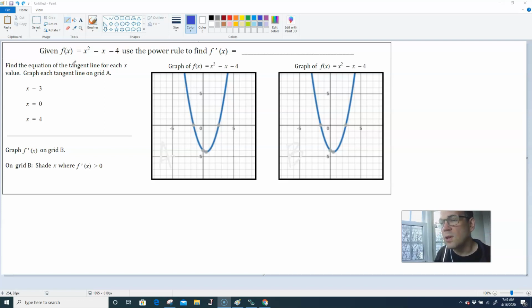So first things first, we're going to take a function. Here's a function, f of x equals x squared minus x minus 4. I've graphed it here for us, and I want us to use the power rule to find its derivative. And then, once we know the derivative, we're going to go through and find the tangent line for each of these different x values. In this video, I'm only going to do one of these x values. I'll do x equals 3.